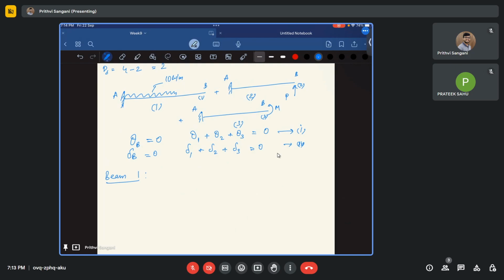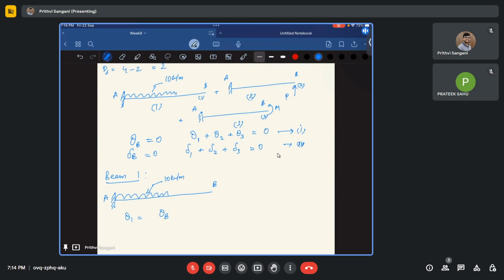So beam 1, let us take the cantilever beam. This is my cantilever beam with external load 10 kilonewton per meter. This is my beam 1, this is A, this is B. So what is theta 1? Theta 1 is nothing but theta at B in this. So how do we find theta 1? Let us use the moment area method, by which we can easily solve for the slopes and also the displacements for the cantilever beam.